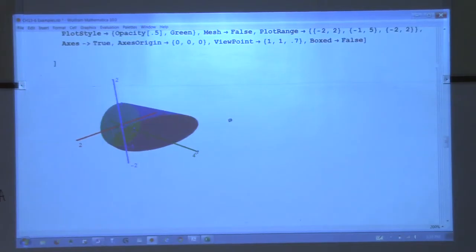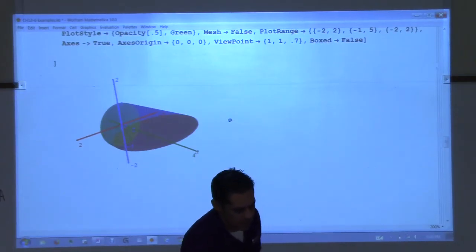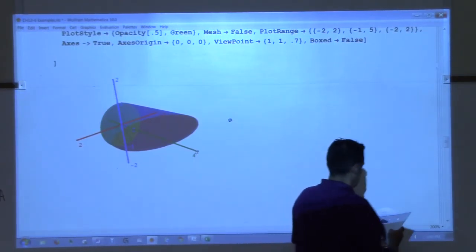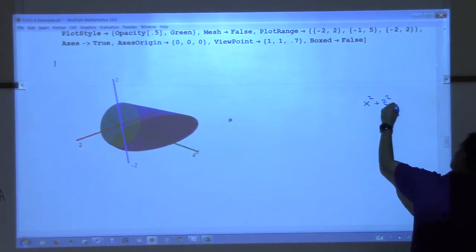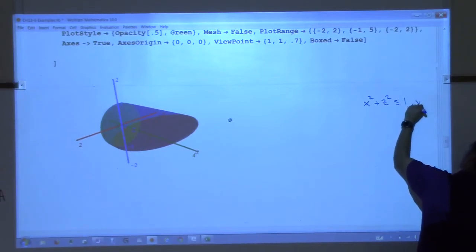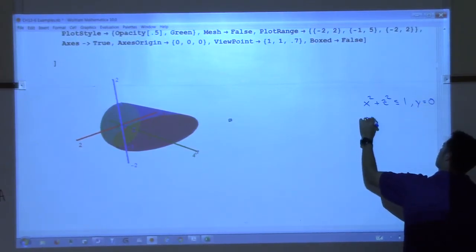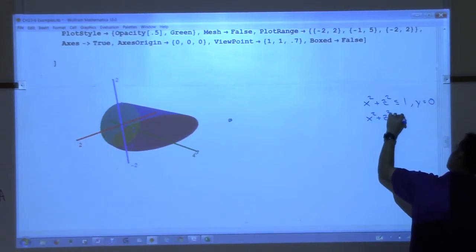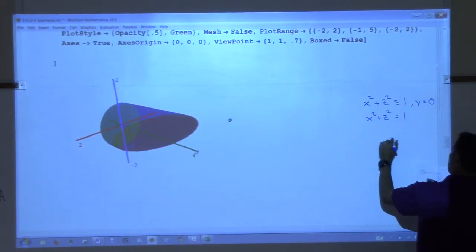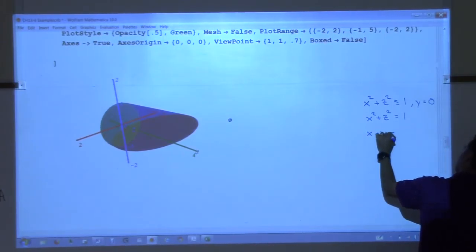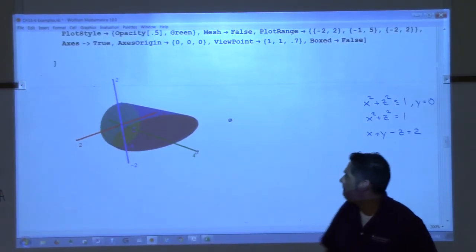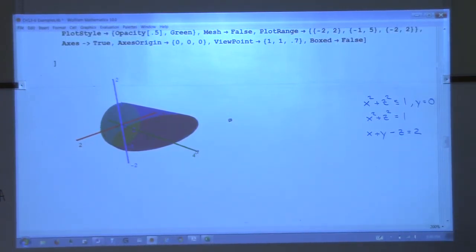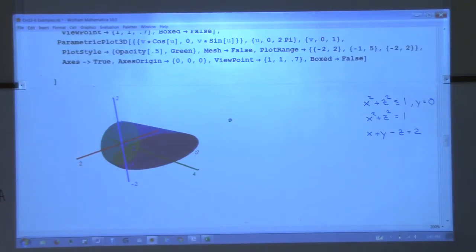What about this one? So I have some information here. x squared plus z squared less than or equal to 1. y is equal to 0. x squared plus z squared equals 1. And x plus y minus z equals 2. So I'm giving you some information here. Here's what I want though.